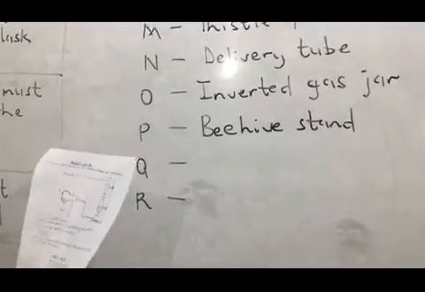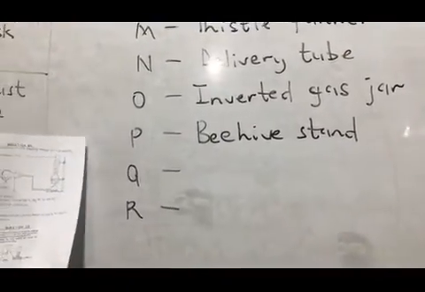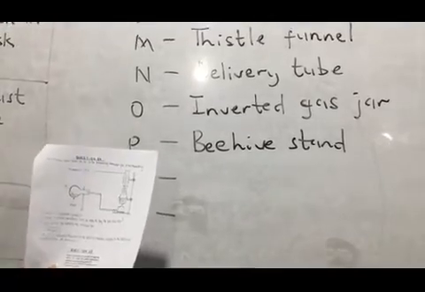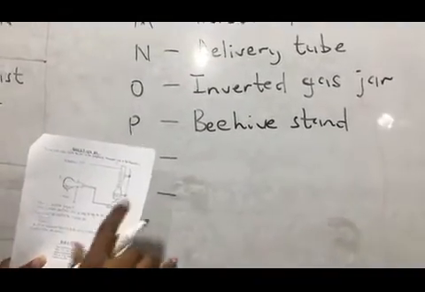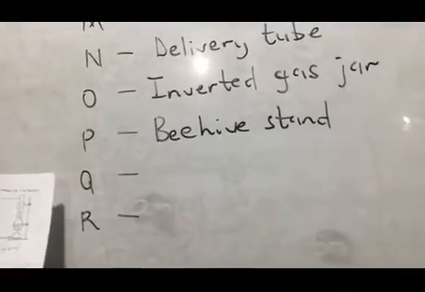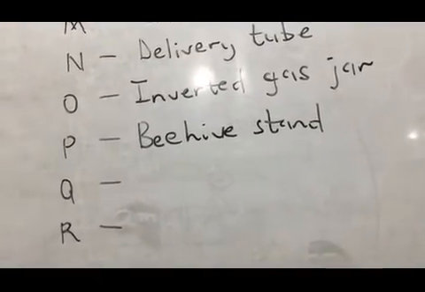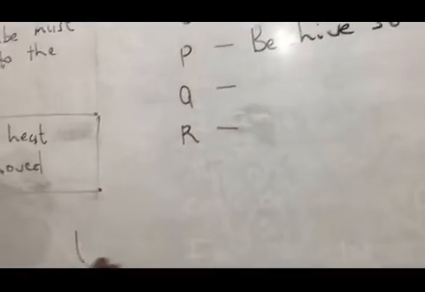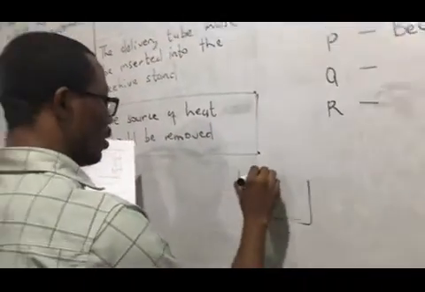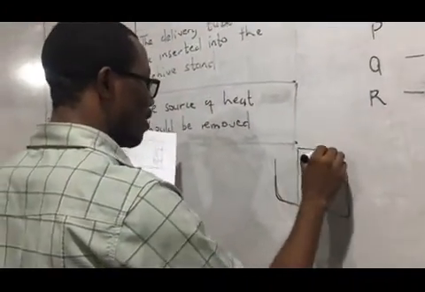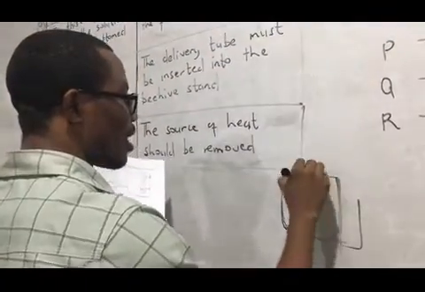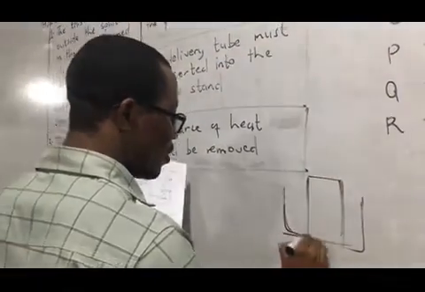Okay. If it is pointing to the container, if you see it as the container that the water is in, then that is the basin or the trough. And please bear in mind, this is the basin containing the water. This is the beehive stand, on which the gas jar is placed. And you also have this.